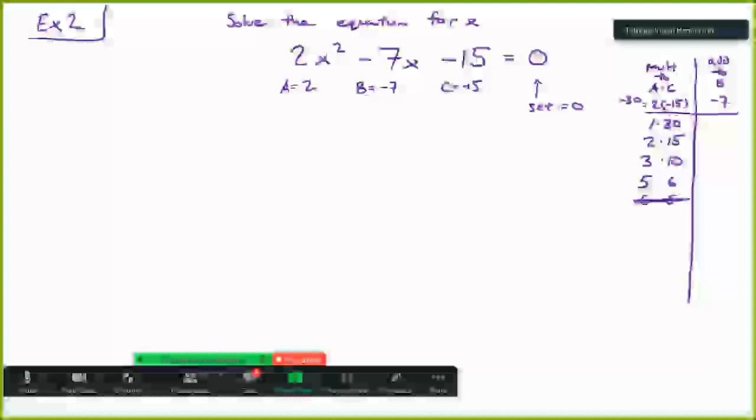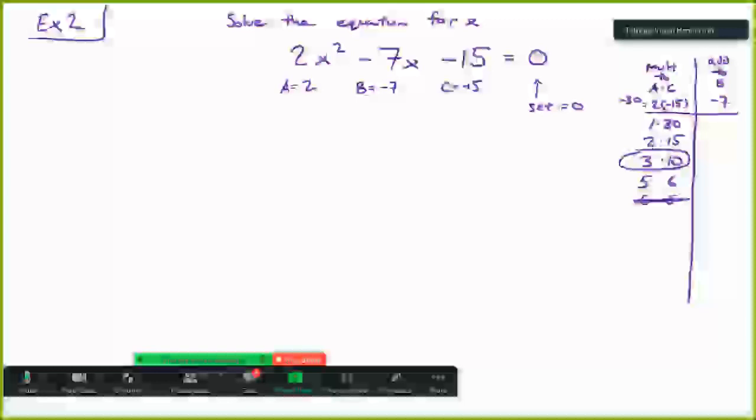And now you're looking at the numbers in your list and saying, well, if I made one of those numbers negative and I started adding things together, which one has a difference of 7? So 1 and 30, that difference is 29. It's too big. 2 and 15, that difference is 13, too big. 3 and 10, though, that's the one because the space between 3 and 10 is 7.